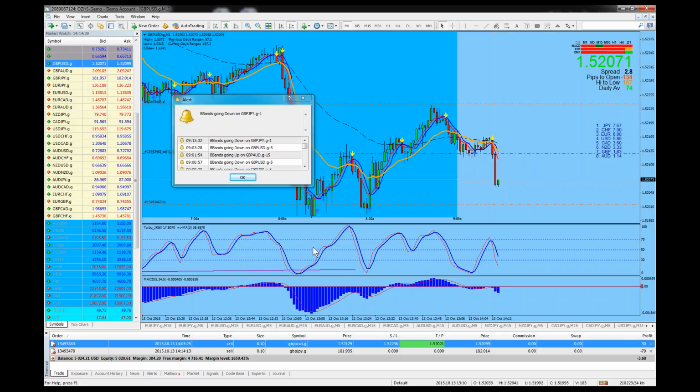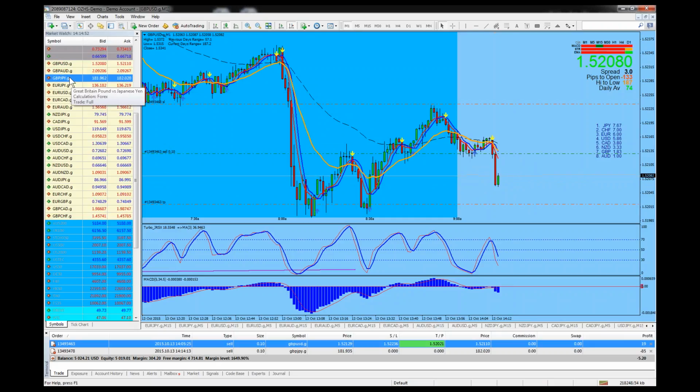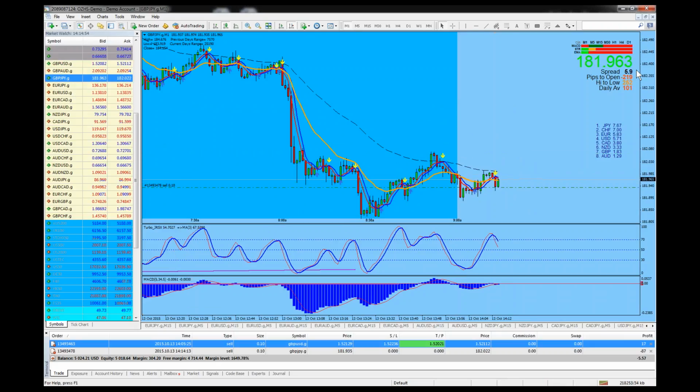And again, just analyzing everything. I didn't see what the spread was on the pound yen. It must have been pretty big at the moment I took the trade. Let's go back to pound yen. Yeah, 6 pip spread. That's not so bad. But I need to put in a stop and a take profit.